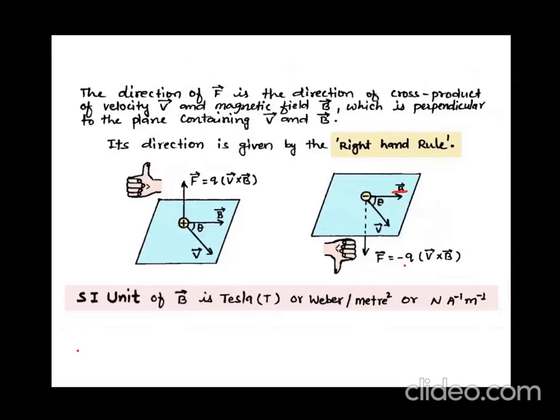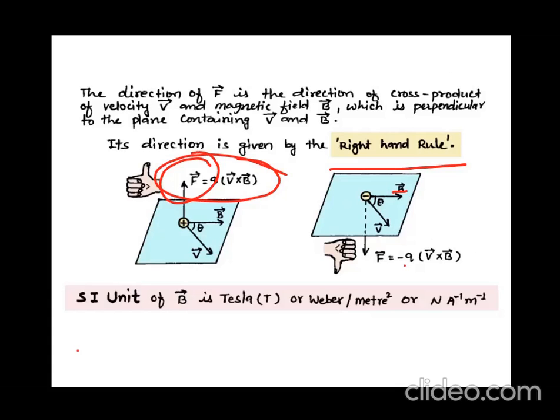So let's talk about the direction. We got the magnitude, that is F equals Q V cross B. Now the magnetic force F, how will we get its direction? So its direction can be found out by the right hand rule. There are other rules also to find out the direction of magnetic force, right children? You can use Fleming's left hand rule, you can use the right hand palm rule, right?